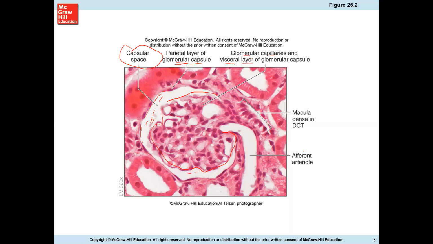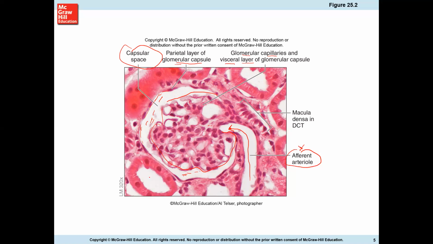Now here's where the blood comes in. This is blood coming in. Blood vessel. It doesn't show blood in there, but this is a branch off the cortical radiate artery to the afferent arteriole, delivering blood into the glomerular capillaries. So whatever is not filtered out will go into the PCT, which is not really shown here.